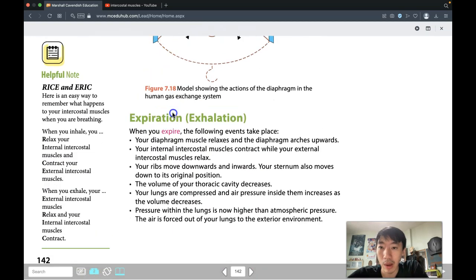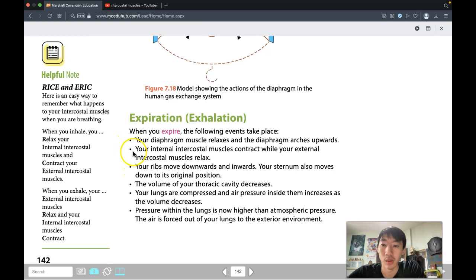Okay, now let's talk about expiration, exhalation, and after I'll teach you two very useful memory tools. When you expire, so when you breathe out, your diaphragm muscles relax and the diaphragm arches upwards again. So when you expire, you actually feel your body shrink. It's because your diaphragm is going up and your lungs are shrinking a bit.